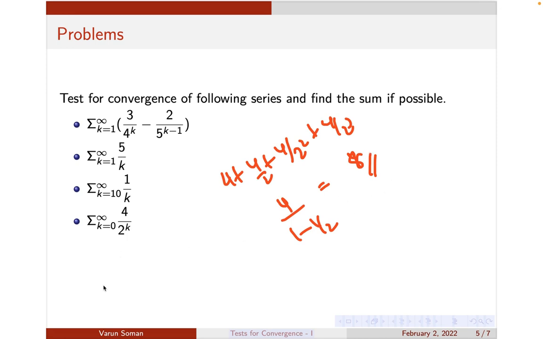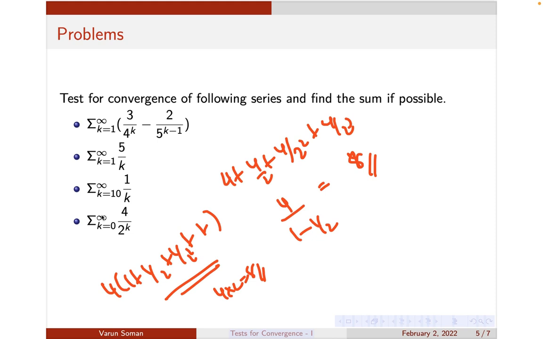Or you can consider this as 4 into 1 plus 1 by 2 plus 1 by 2 square. So you can consider it like this also. You know this is a geometric series, its sum is actually 2, so it will simply be 4 into 2. So you can consider two ways. You can either take your constant outside and decide on the series, or you can take it together with the constant. Basically this constant will not affect the convergence or divergence of the series.